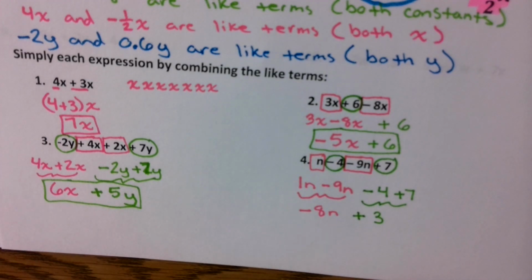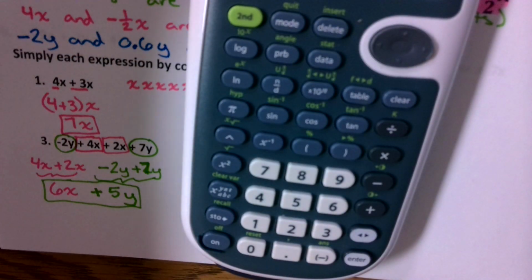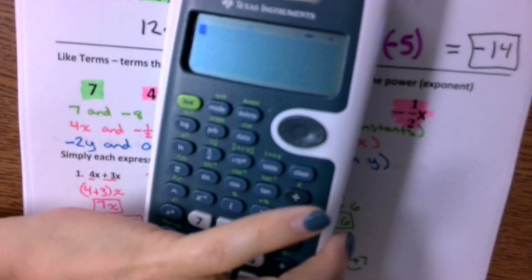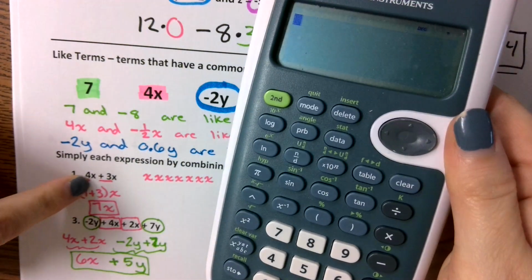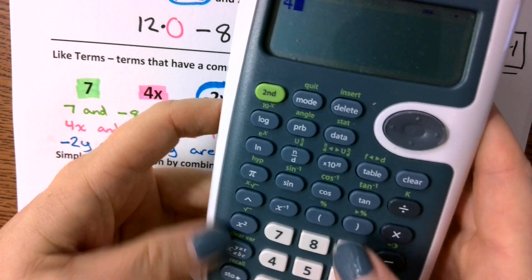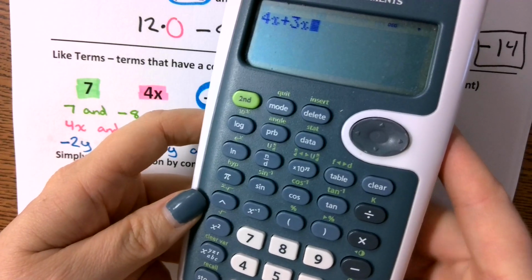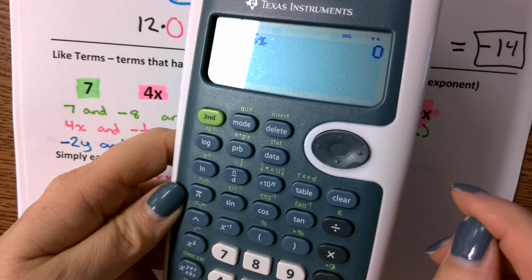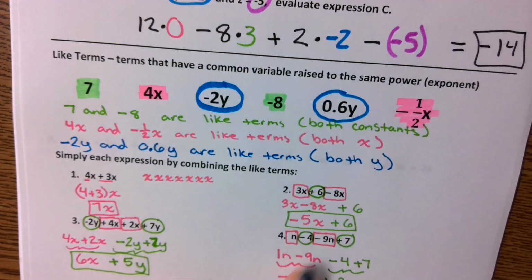Now, I want to make sure you guys understand something. I'm very much aware of the fact that your calculators have letters on them. So let me show you. I know that your calculators have letters on it. However, you cannot type those letters into here. So if I were to type 4x plus 3x, it's not going to show me 7x, it's going to give me a 0. No matter what you do, every one of those answers that we have here is going to come out to 0.